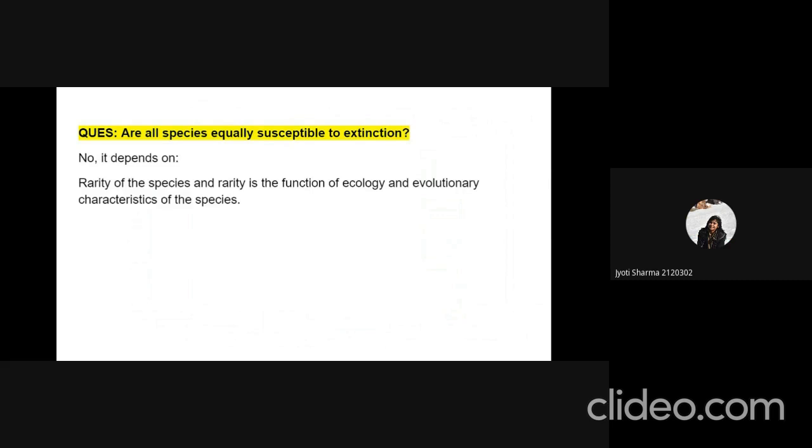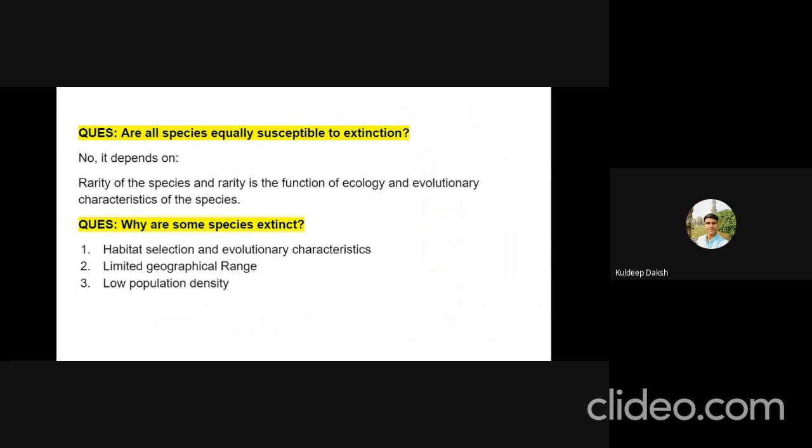So the answer is rarity. It depends on the rarity of the species, and rarity is a function of the ecological and evolutionary characteristics of the species. Now, the next question is, why do some species go extinct? Kuldeep, can you explain? Yeah, ma'am. Recently there has been a drastic change in the climate. The temperature is increasing more than it should. It is not natural, it is man-made.